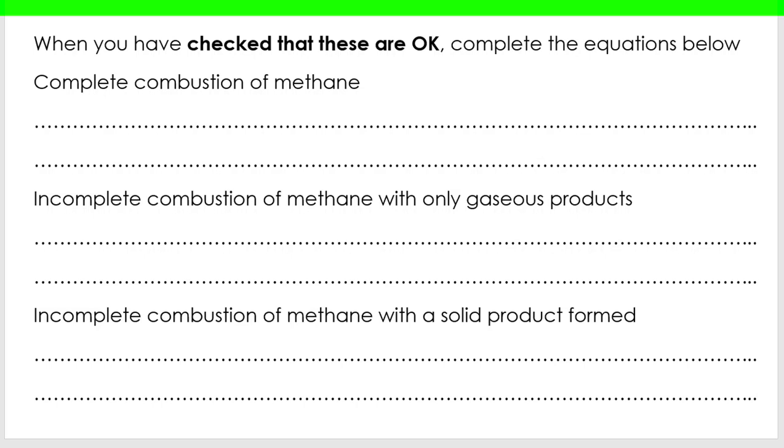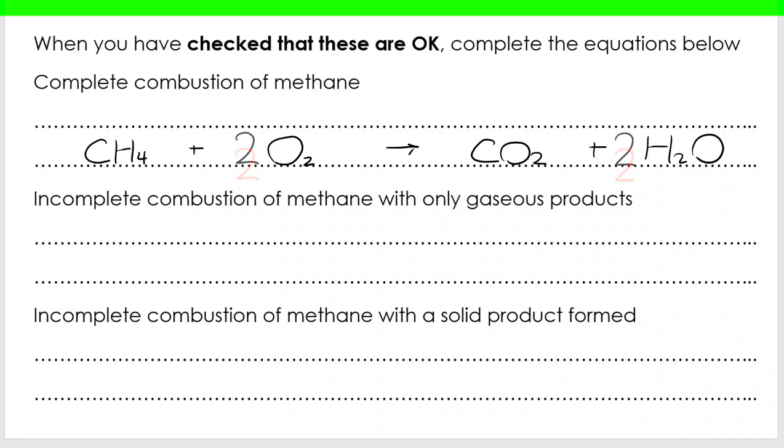So, complete combustion of methane, we know we're making CO2 and H2O, we know that oxygen is diatomic. To balance that, I need 2 O2 and 2 H2O. And I'm adding the state symbols in as well. They're all gaseous because when we combust methane, we get water vapour as the product.